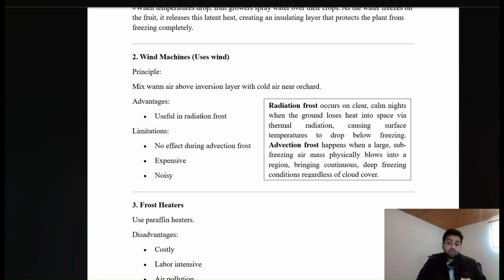But advection frost happens when a large mass of sub-freezing air, like cold air, is passing, and then the surface will be frosted. So in this case you cannot use a wind machine, because the air is also cold. Where will you get the warm air to suppress the effect of the freeze? So this is the wind machine method, and it is also expensive and noisy, so avoid it.